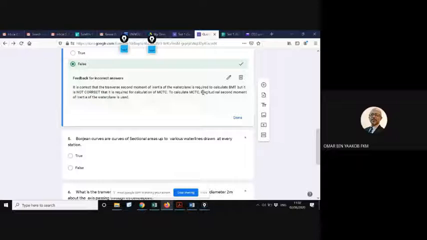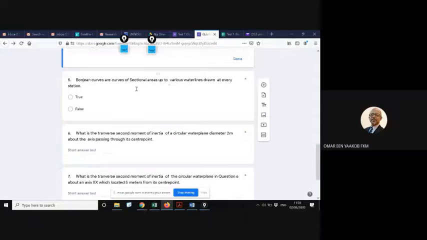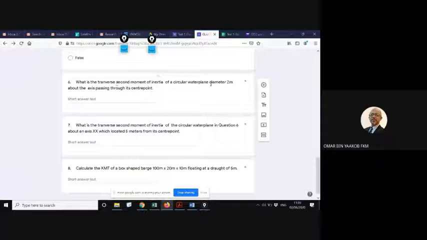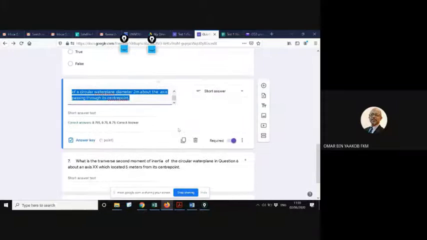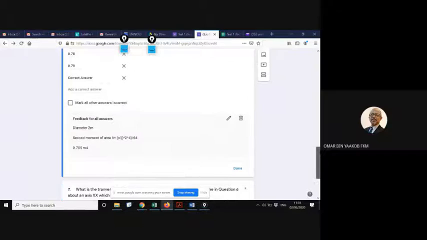And then the Bonjean curves. Bonjean curves are curves of sectional area at various waterlines drawn at every station. So this is the correct statement. Number six, what is the transverse second moment of area of a circular water plane? This is quite easy. I think most of you got it right. Just pi d^4 over 64. Pi times d^4 over 64.